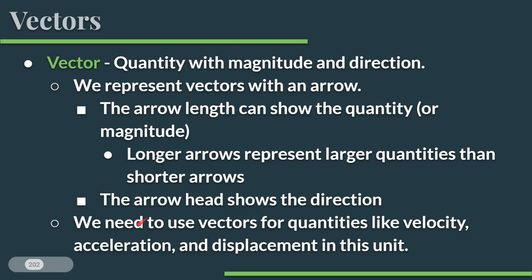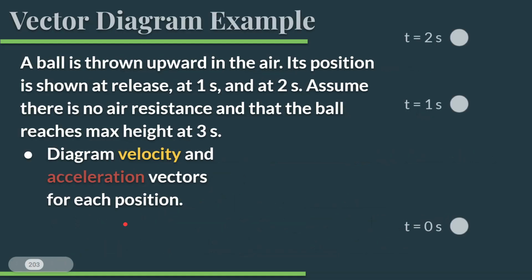By the way, if you want to follow along, this is slide 202 in the notes. All right, so here is a sketch of a ball that's been thrown upward, just like the warm-up problem. And it has 3 times labeled on my screen: time of 0, time of 1 second, time of 2 seconds. And it says, assume there's no air resistance and that the ball reaches a max height at 3 seconds. Now, I don't have 3 seconds on my screen, but that's okay. The point is that if it reaches max height at 3 seconds, then at 2 seconds, it's still moving up. That's going to help me to draw my vectors.